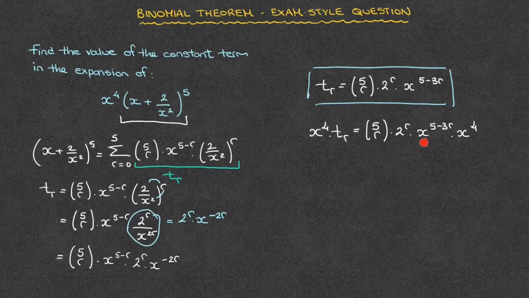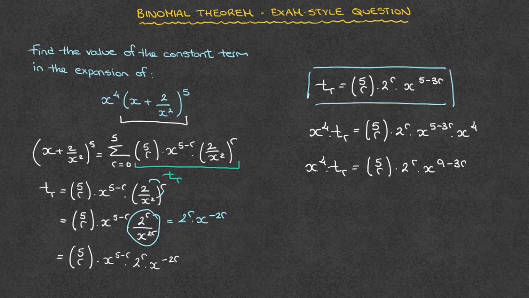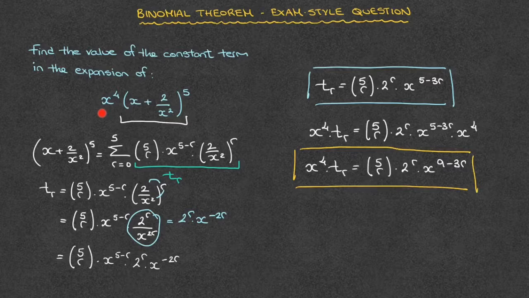And now, to multiply these two powers of x together, we add the powers to which they are raised, which leads us to x to the power of 4 times T_r equals the binomial coefficient (5 choose r) times 2 raised to the power of r times x to the power of 9 minus 3r. And that's the general term of the product of x to the power of 4 and (x + 2/x²) raised to the power of 5.